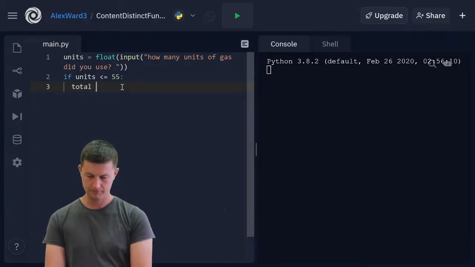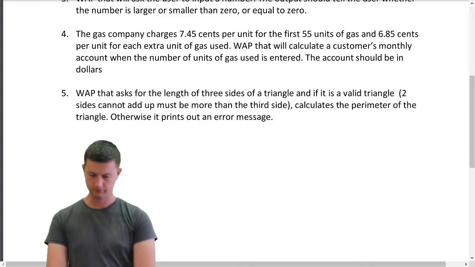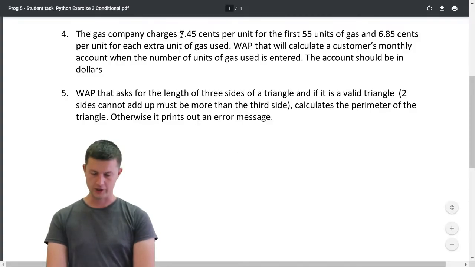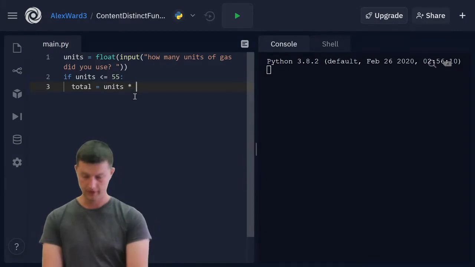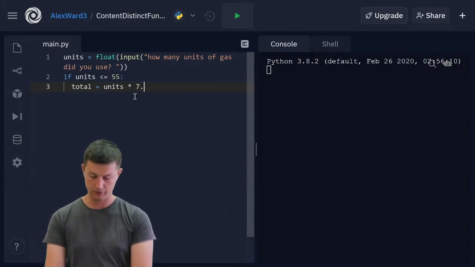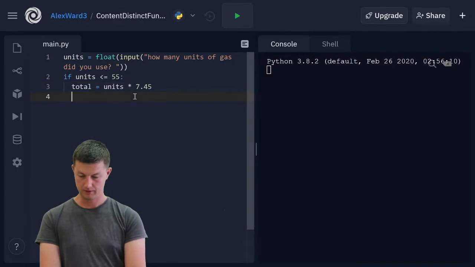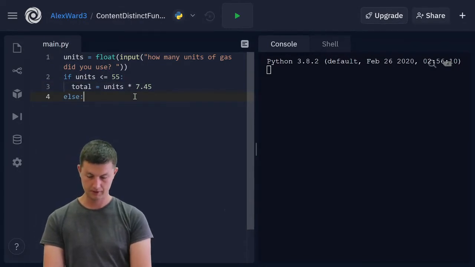Total is equal to units times 7.45. Units times 7.45. Cool. Else.